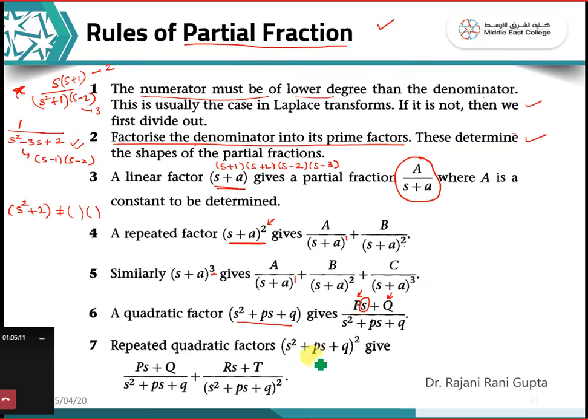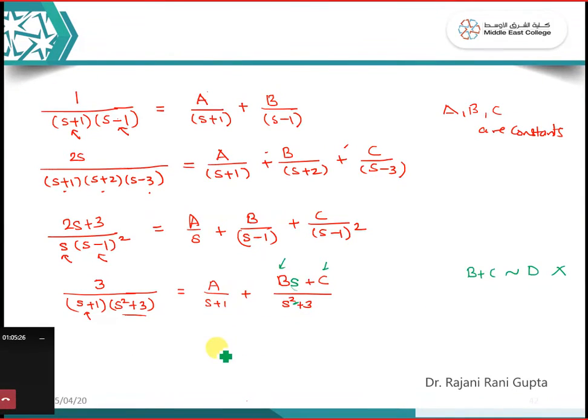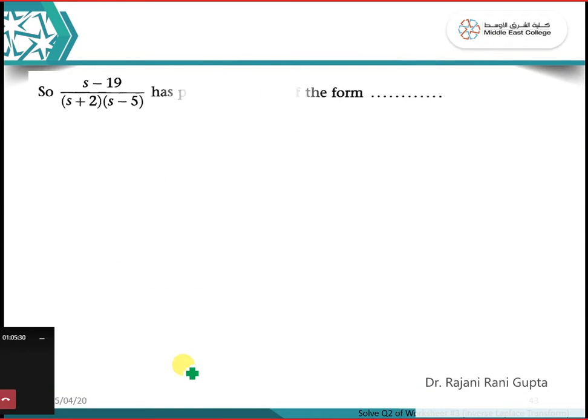The next rule is the extension of this. When this quadratic factor is repeated twice, you have to work in this way. There will be two different terms similar to this one. So at present you focus until 6. So tell me, what will be the partial fraction of (s minus 19) over (s plus 2)(s minus 5)?